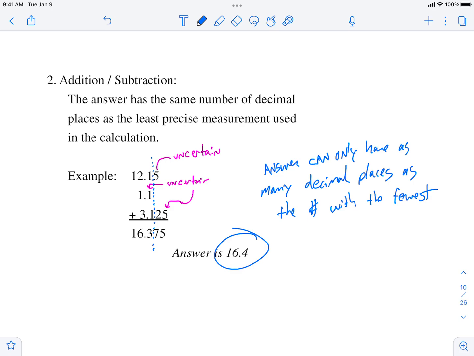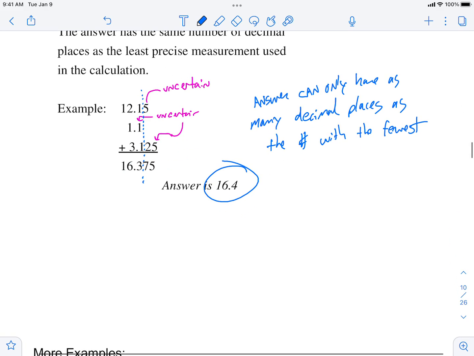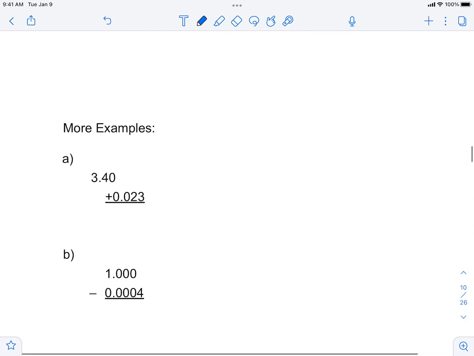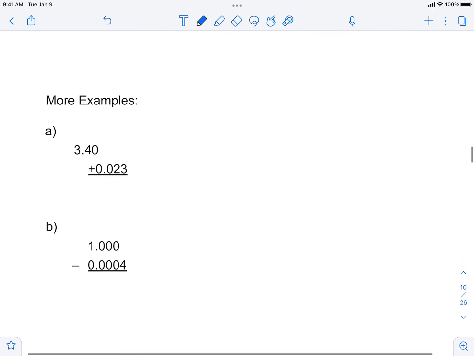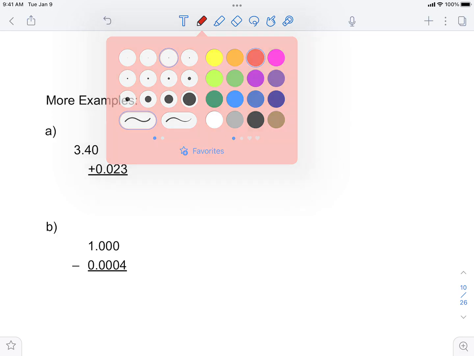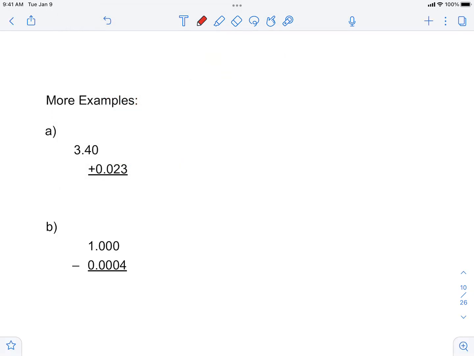Okay, so in a problem, identify: are you multiplying and dividing? Are you adding or subtracting? Because that changes how you go about determining what the answer is. So let's do a couple of examples. Actually, let's take a minute. You do a couple of examples, and then we'll evaluate. Try these two.